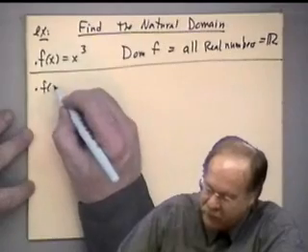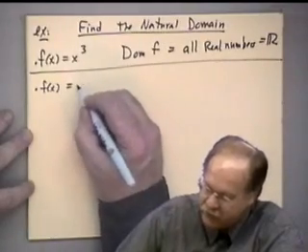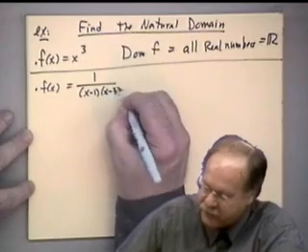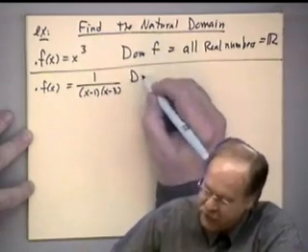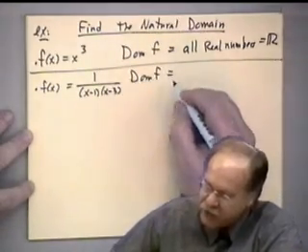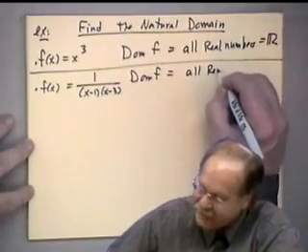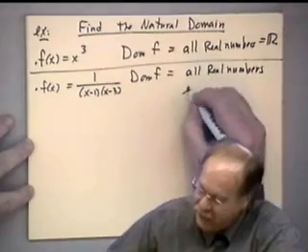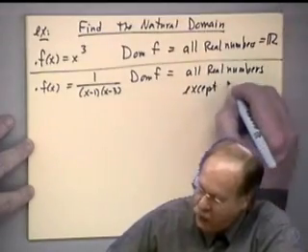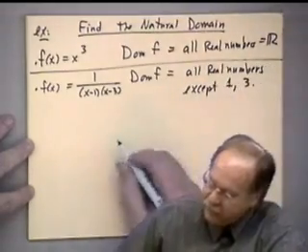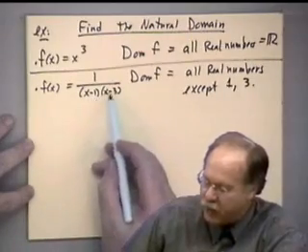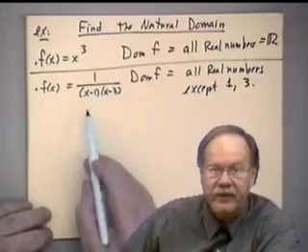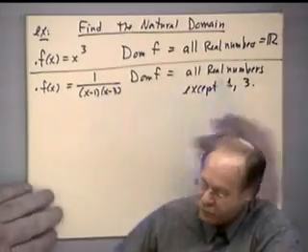If we look, however, at this function, f of x equals, say, 1 over (x minus 1) times (x minus 3), in this case, the domain of this function is all real numbers except two numbers, except 1 and 3. And the reason is, if you put in 1 or 3 here, you'd get division by 0. So those numbers have to be left out. They are not allowable in this function.